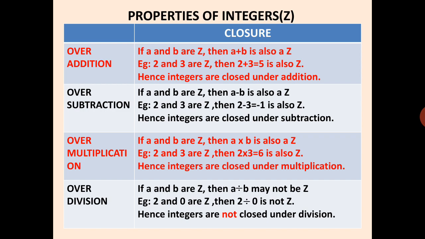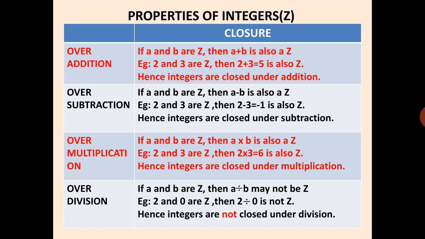If A and B are Z, that is integers, then A minus B is also an integer. So, choose any two numbers. Here they are 2 and 3 we have taken. And now when you subtract it, 2 minus 3, that is minus 1. Minus 1 is also an integer, that you already know. So we can say that integers are closed under subtraction.